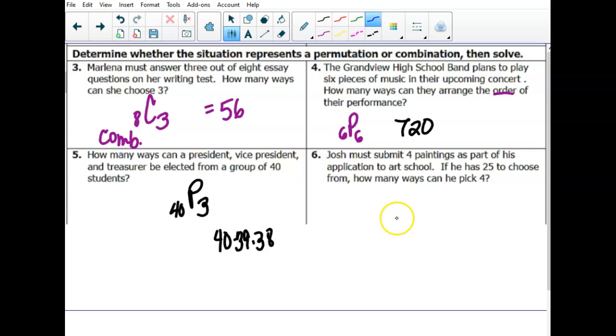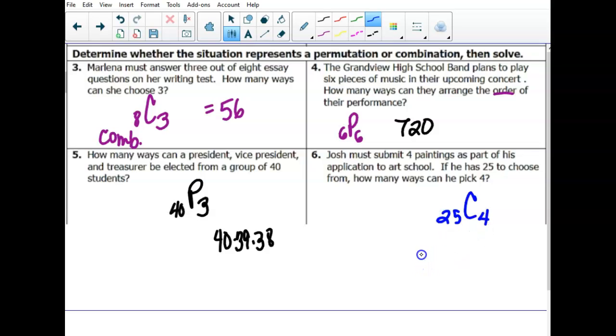Josh must submit 4 paintings as part of an application to art school. If he has 25 to choose from, in how many ways can he pick 4? Okay. Is this a committee question where the order doesn't matter, or is this an everyone should count differently question? This is a committee question. It doesn't matter which one he picked first. He's submitting the same 4 pieces. So we just want to do 25C4.